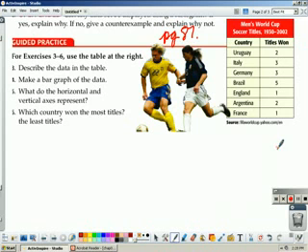So if we are to describe the data in the table, can someone raise their hand and tell me, what kind of table is that? What is it telling us? What's going on there? Jessica?